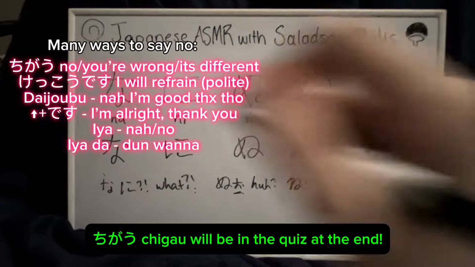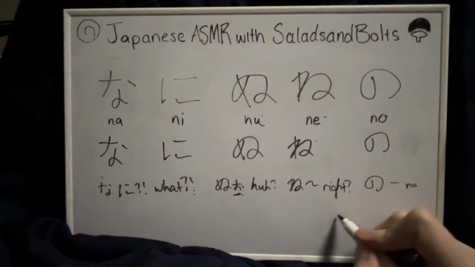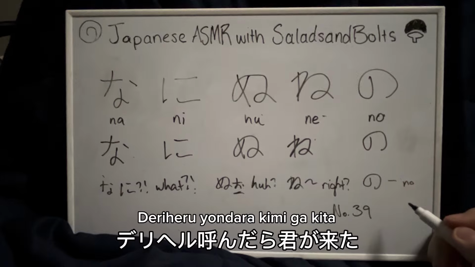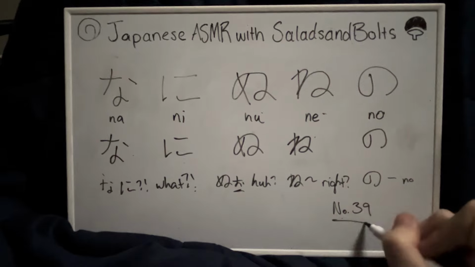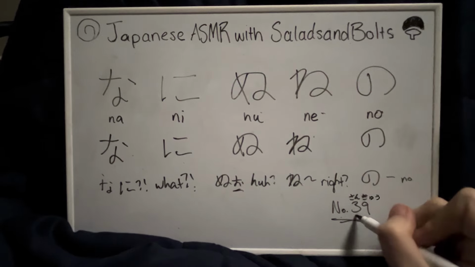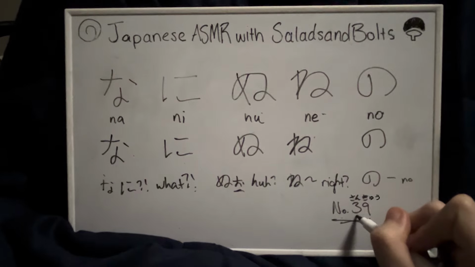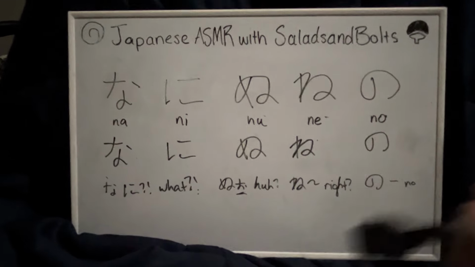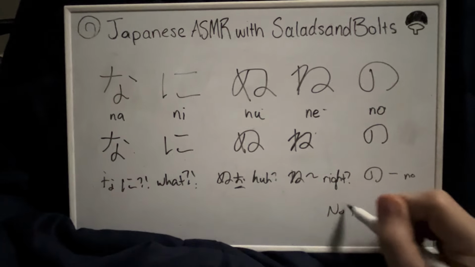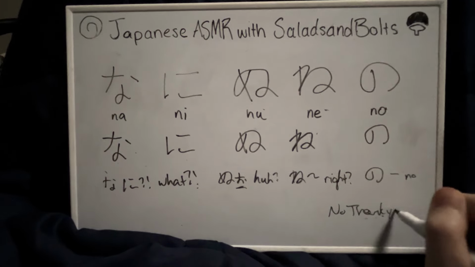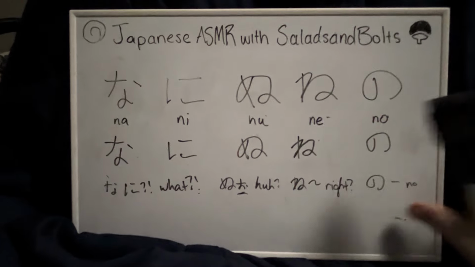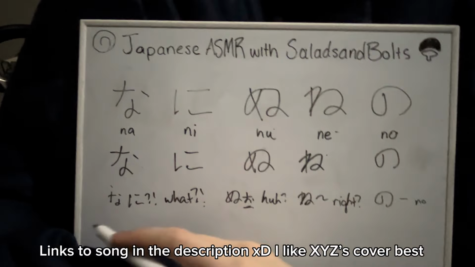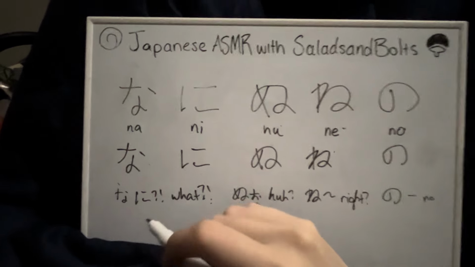No, thank you. If you know the song デリエル読んだら君が来た, 3 and 9 are pronounced as san and kyu, so the number 39 means "no thank you." There's a whole song that goes like that. Anyway, it's a really funny song. You should look it up.